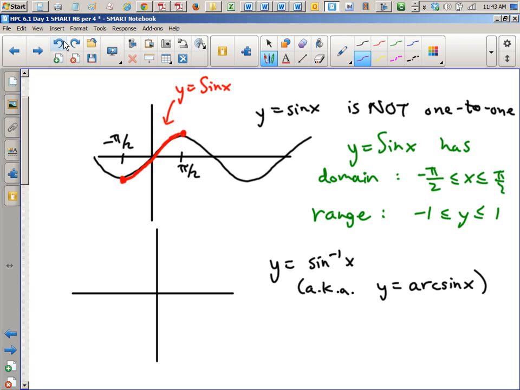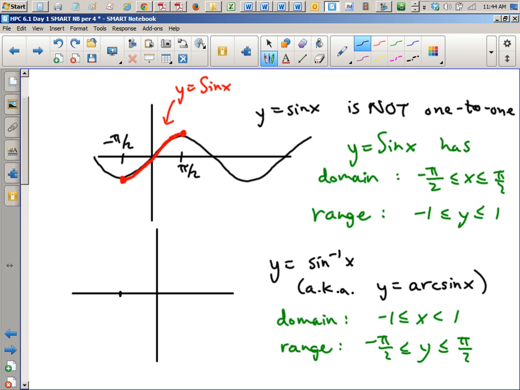So what would it look like? Well, its domain and range will be the opposite of the domain and range for principal sine. So the domain is going to be x's between negative 1 and 2. I'm sorry, negative 1 and 1. And then the range will be negative pi over 2 is less than or equal to y is less than or equal to pi over 2. So domain and range flip-flop there.